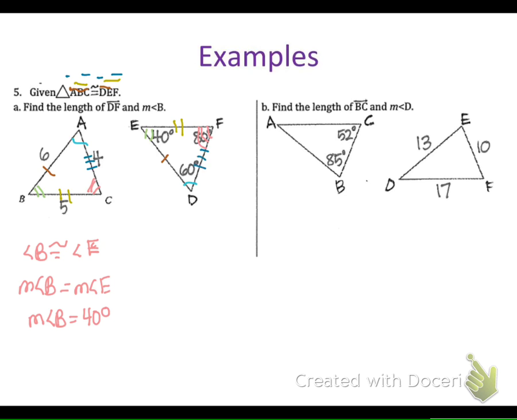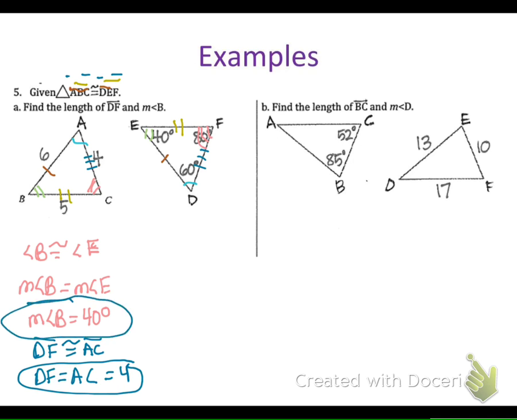So here we're looking for the measure of DF. Well, we see DF is congruent to which side? AC. So therefore, DF and AC have the same measurement. Remember, when we're talking about distance, we no longer need that segment line on top because it's a distance. And we see that we have a distance of what for AC? It's 4. So DF also has to be 4. So we have our two solutions right here.